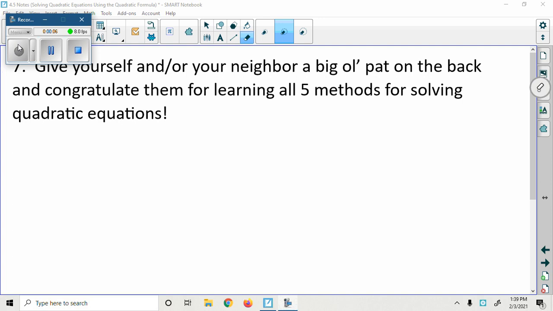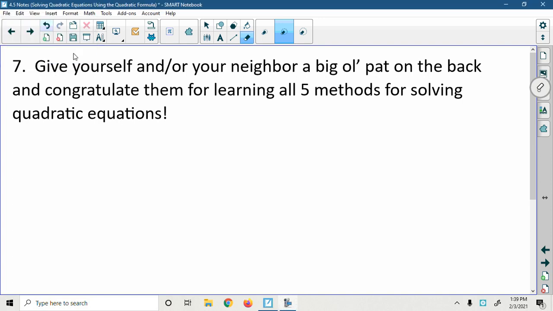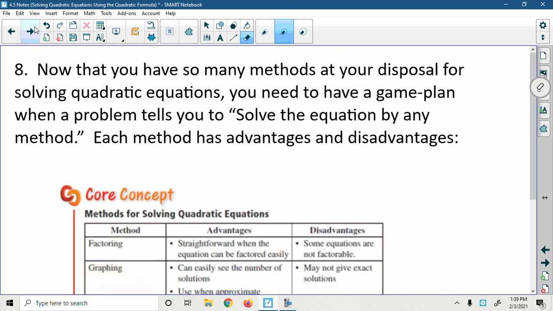We are finishing up the section 4.5 notes about using the quadratic formula. I believe yesterday we made it to number 7. You congratulated yourself on learning all 5 methods for solving quadratic equations. So number 8 is where we'll start out today.